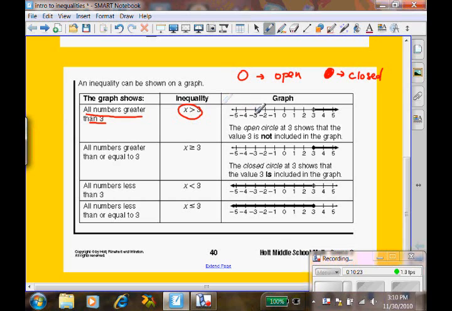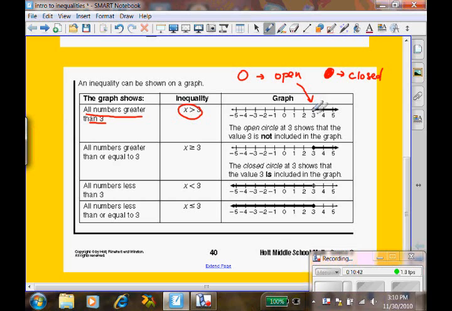So what I'm going to do is draw a simple number line. Here's 0, here's my negatives, here's my positives, and on the 3, I'm going to put an open circle. That tells me that 3 is not included. Open circle, so it's not shaded in. And then I have to think, well, where are all the numbers that are bigger than 3? Well, they're to the right.